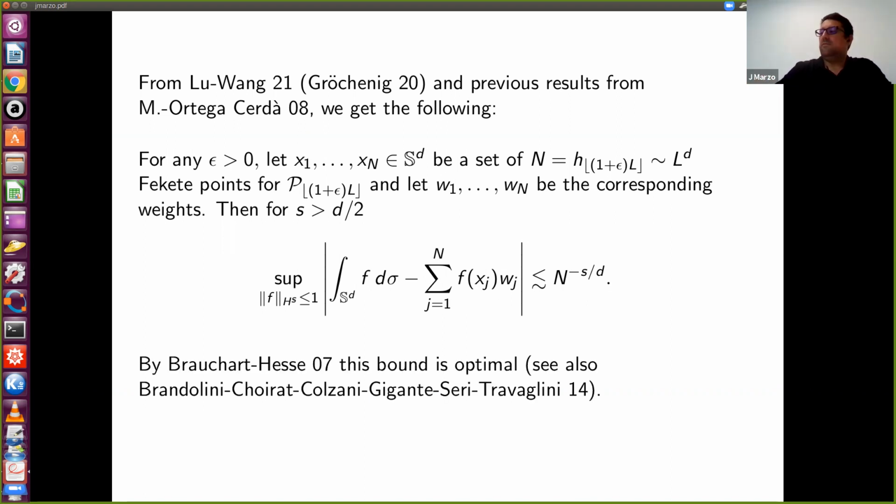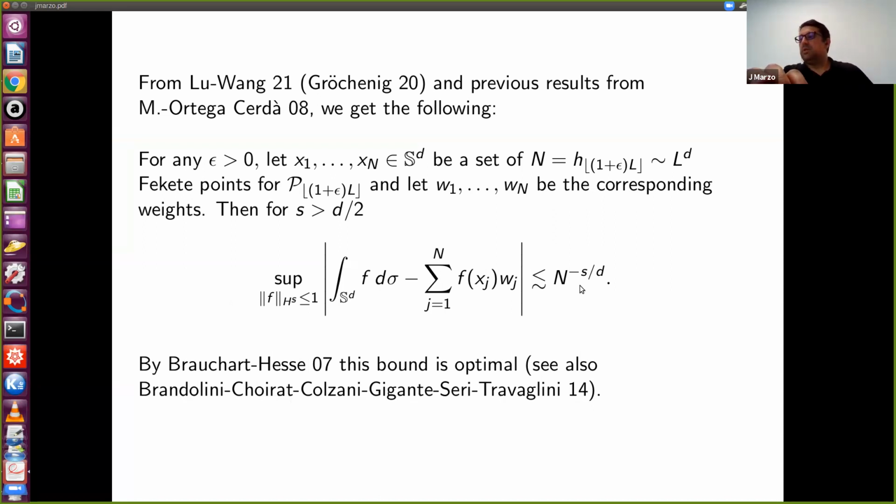And in fact, this is due to what has been shown by Brohard and Hess in the case of the sphere, and you have also a paper by all these people, Vandolini, Charat, and the others for Riemannian manifolds. You have also a lower bound of the same order. Okay, so basically this is saying that these points are very good in terms of error because this bound is as good as it can be. Okay.